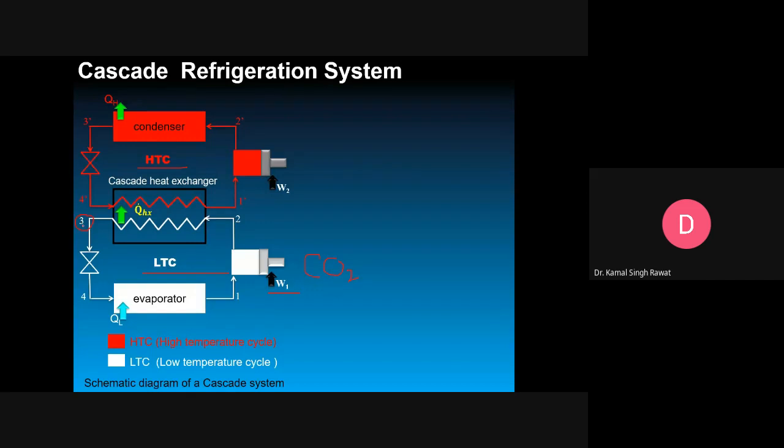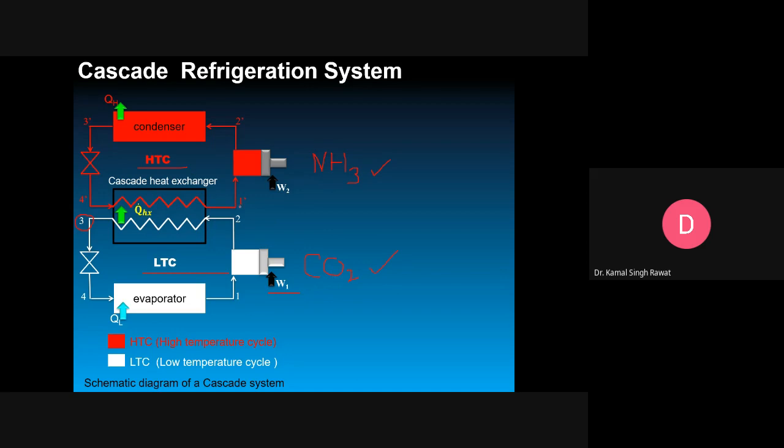After that, the expansion will occur, from this higher pressure to the evaporator pressure again. Pressure is reduced. So with the pressure, temperature is also reduced, and at point 4, we have a liquid plus vapor mixture. Now again, in the higher temperature circuit, we have ammonia. So the normal boiling point of ammonia is higher in comparison to carbon dioxide. The normal boiling point of ammonia is -33, मगर carbon dioxide का उससे भी कम है.